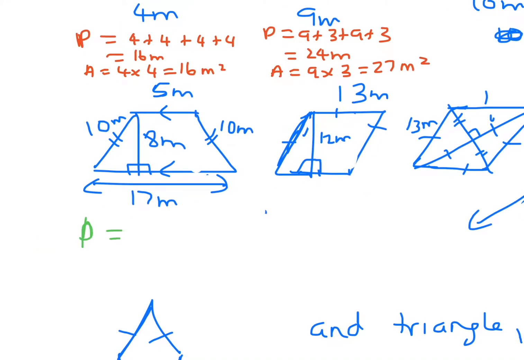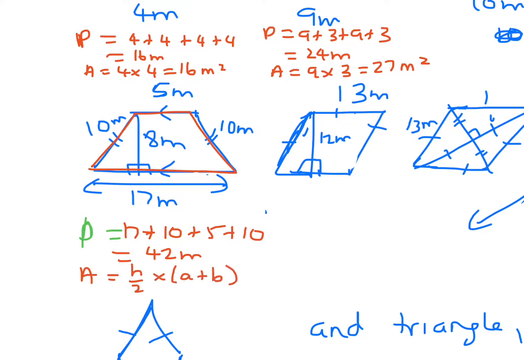Okay, so perimeter of this one, let's go around the outside. 17 plus 10 plus 5 plus 10. That'll be 20, 20, 25, 35, 42. So 42 metres. The area is height over 2 times a plus b.